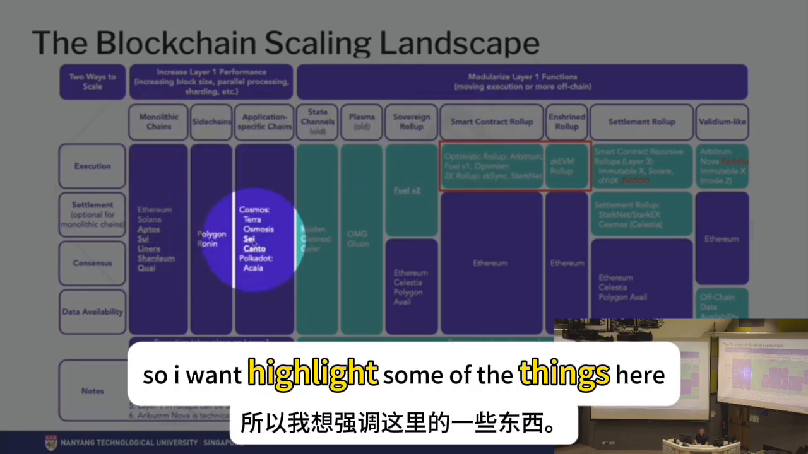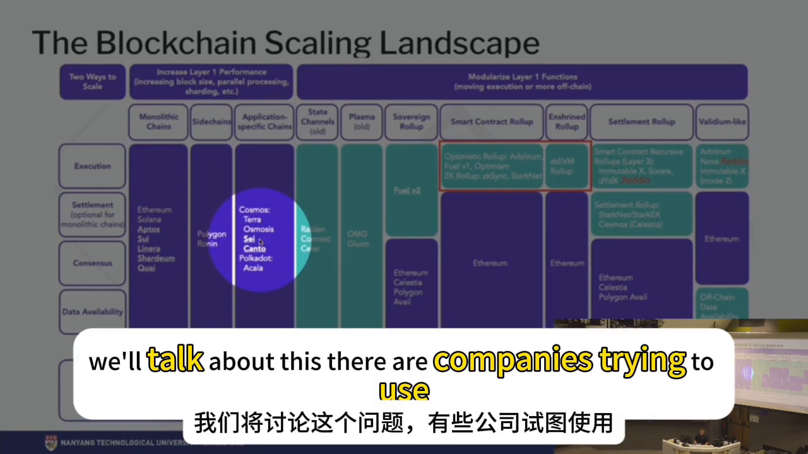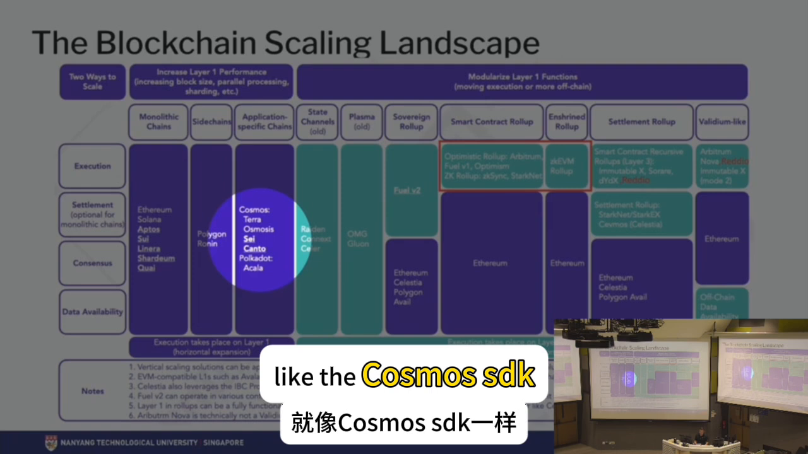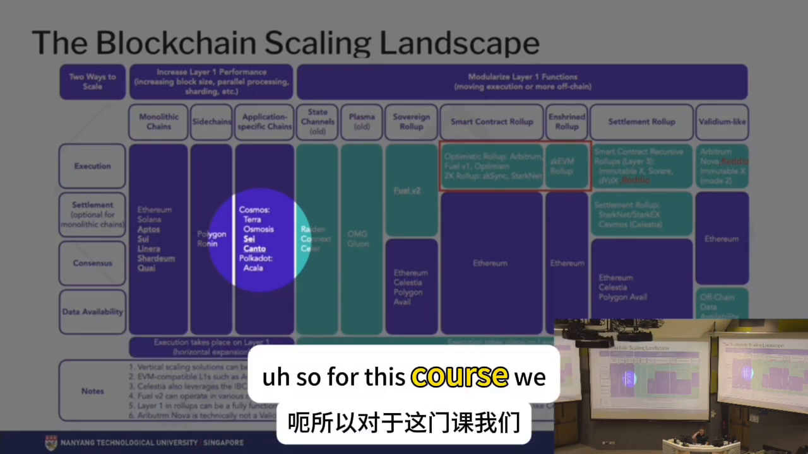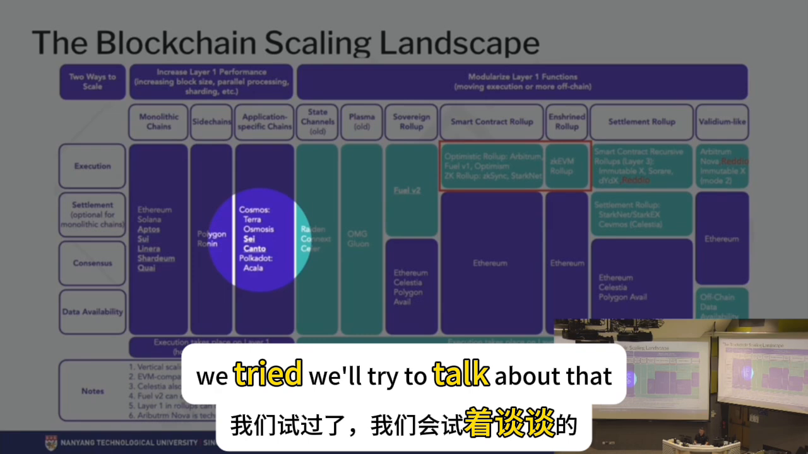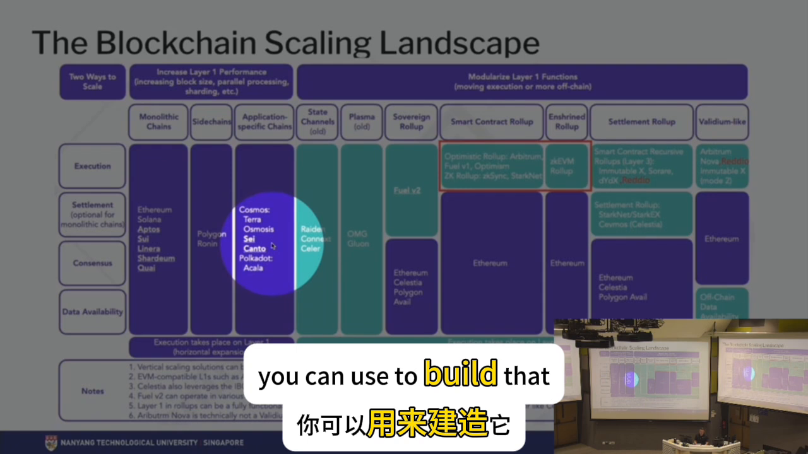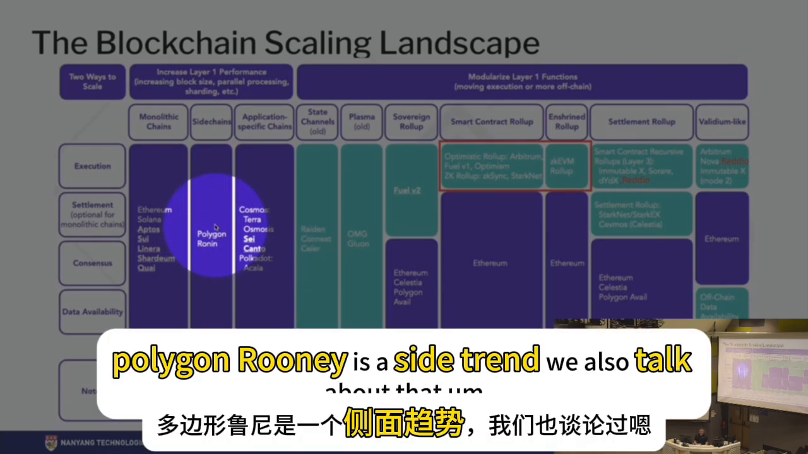I want to highlight some of the things here, which, if we have time, we'll talk about. There are companies trying to use other open source technologies like Cosmos SDK and Polkadot Substrate to build specific application chains. For this course, we'll try to talk about that. These are some of the techniques currently in the industry you can use to build that. Polygon Rooney is a sidechain. We'll also talk about that.